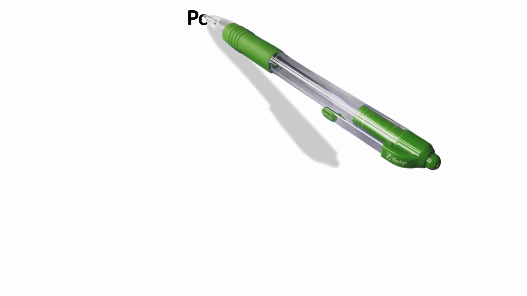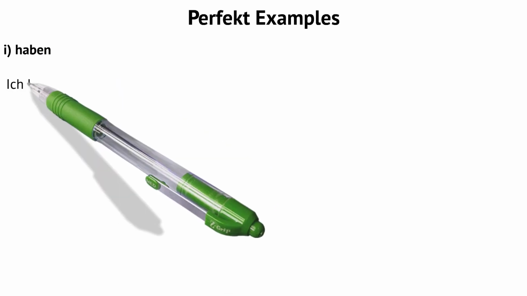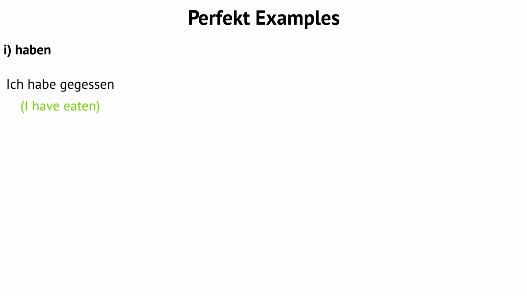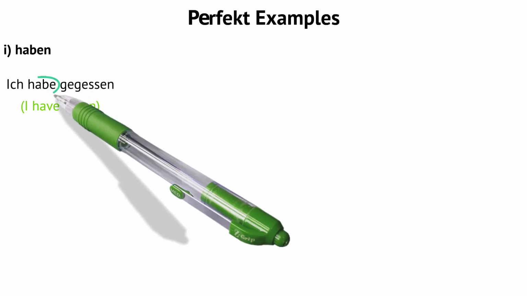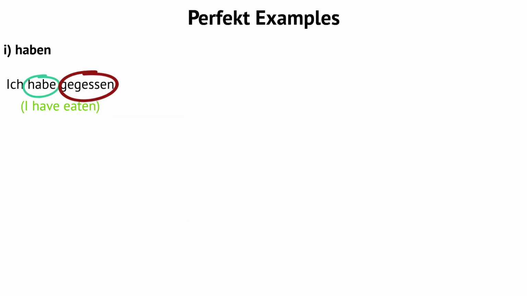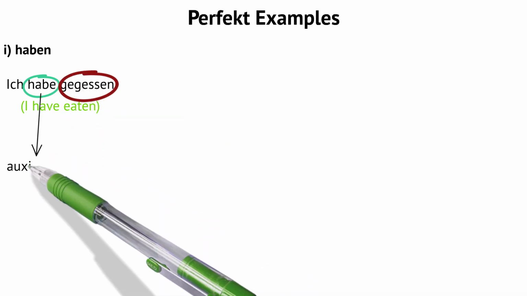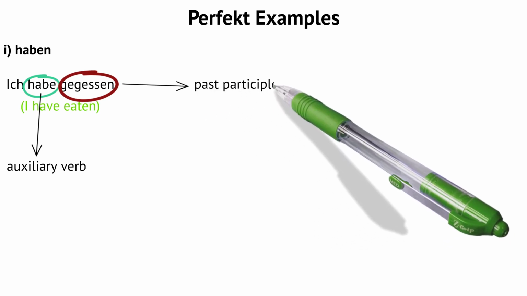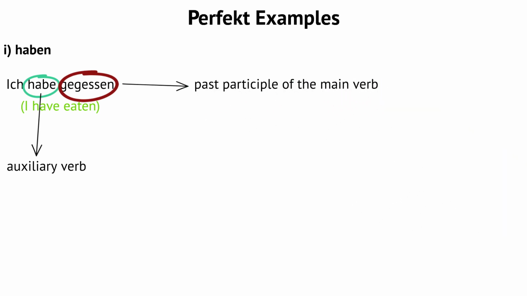We now look at a practical example sentence where the auxiliary verb haben is used to form the perfect tense. The sentence, Ich habe gegessen, translates to I have eaten. This sentence is describing something which happened in the past, and to form the past tense, an auxiliary verb haben is used together with the past participle of the main verb gegessen. The purpose of the auxiliary verb habe is to assist the past participle of the main verb gegessen to express that the sentence is in the perfect tense.